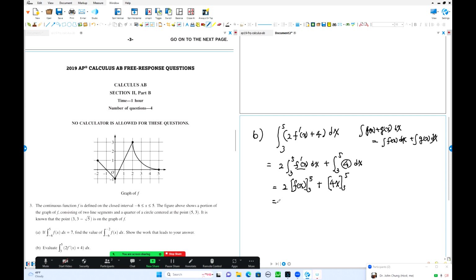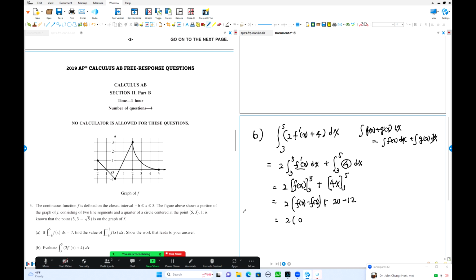This one is equal to 2 times, using a parenthesis, f(5) minus f(3). After that, it's 4 times 5, which is 20, minus 4 times 3, which is 12. So how much is f(5) over here? f(5) is 0, right? Can you see over here? When x is 5, the value of y equals 0. Yeah, f(5) is 0.